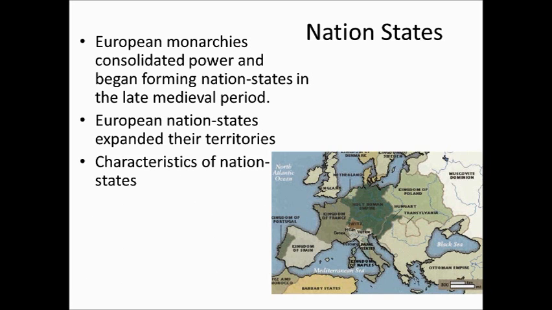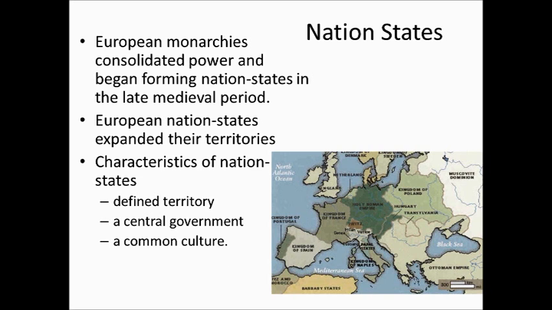So what are the traits of a nation state? The characteristics are defined territory. They have a set of land with borders, and they have defined those and they protect those. They have a strong central government, and in the case of the nation states we're going to be talking about, while they do have some representative governments, they're mostly controlled by very powerful monarchs. And they have common culture. Usually language and religion are very similar within their borders. Those are things they have in common which allow them to bond together.